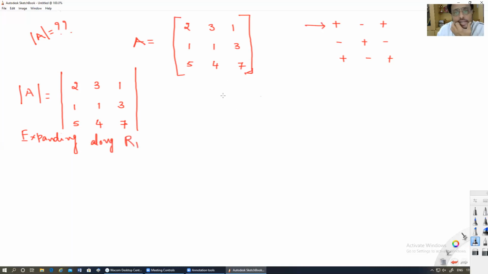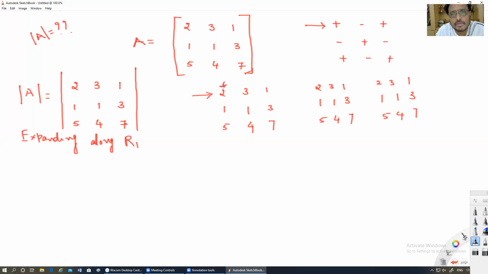To avoid confusion, I'll write the determinant again here: 2, 3, 1, 1, 1, 3, 5, 4, 7, several times. So I'm going to use row 1. R1 means definitely the first row. Now this is the row we are selecting.